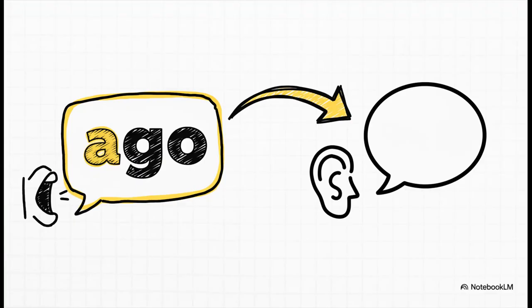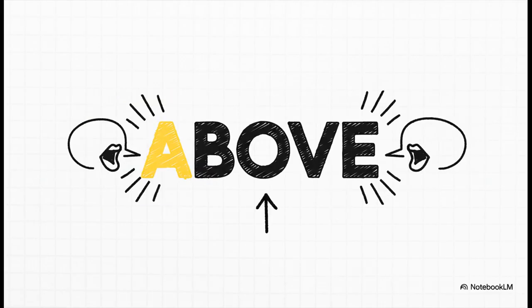Let's start with the word ago. Now, the stress is on go, right? That means the first letter, A, is unstressed, so it turns into a schwa. Listen again, ago. That first little sound is the schwa. Ago. Okay, now you say it. Perfect. Excellent. Let's try another one.